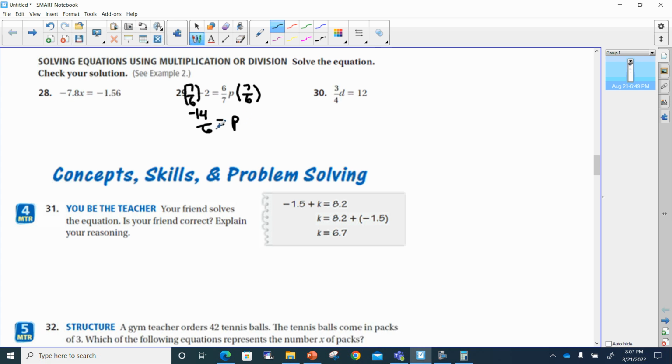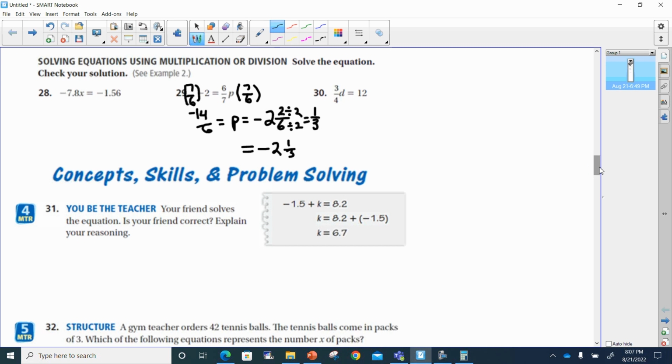We know 14 is divisible by 6 2 times. So this is actually going to be equal to -2. And there'll be 2 left over, 2 6. And 2 and 6 are both numbers that can be divided by 2. And so that will go ahead and give us 1 over 3. So our final answer is going to be -2 1/3.